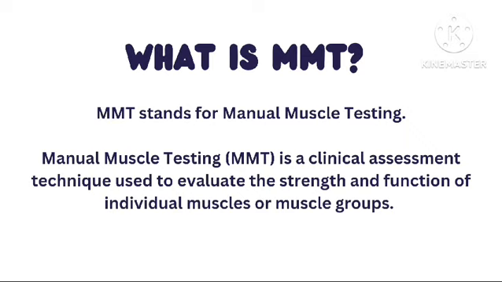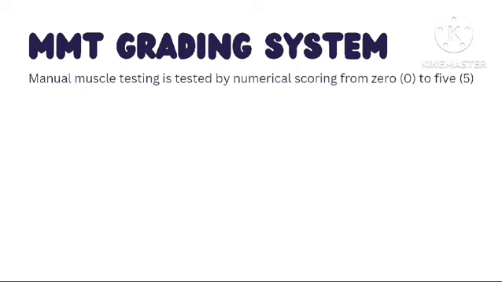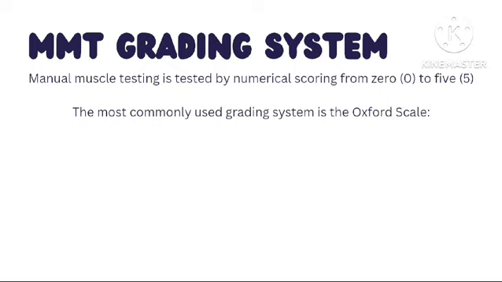MMT stands for manual muscle testing. Manual muscle testing is a clinical assessment technique used to evaluate the strength and function of individual muscles and groups of muscles. Manual muscle testing is scored numerically from 0 to 5. This is the most common grading system, which is given by the Oxford scale.